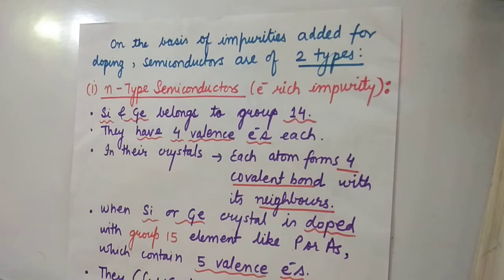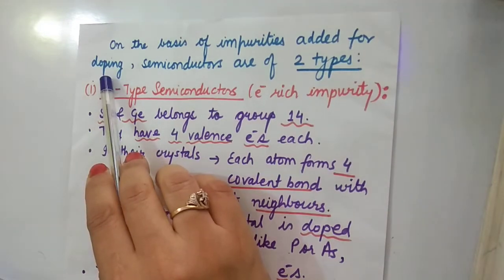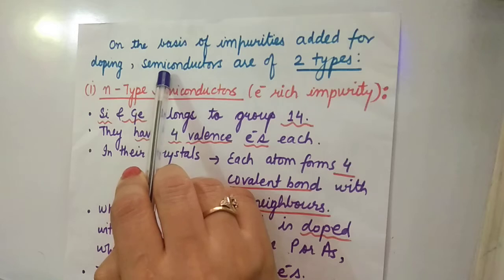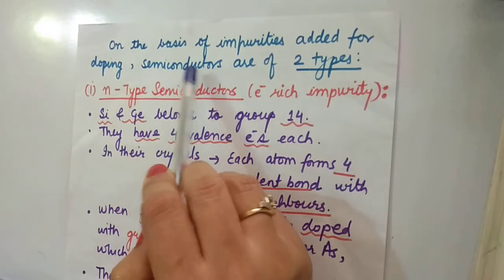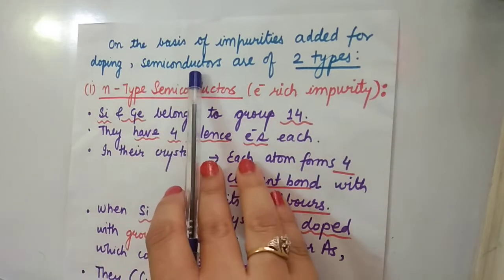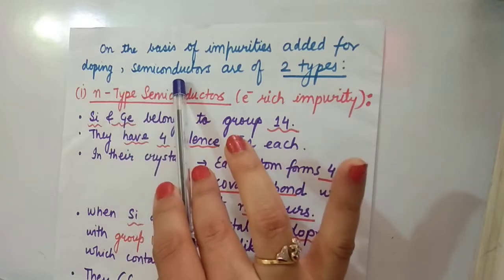Welcome all children. As earlier we have covered the topic doping in semiconductors. So let us revise that term doping. Doping is a process in which we add impurities to semiconductors, and on adding the impurities to semiconductors, their electrical conductivity increases.